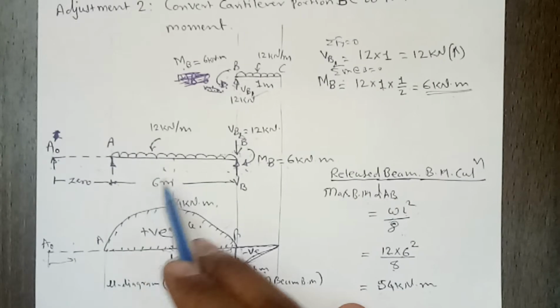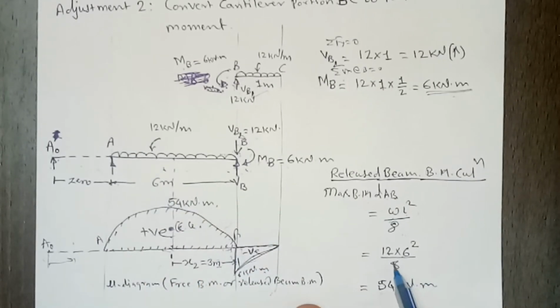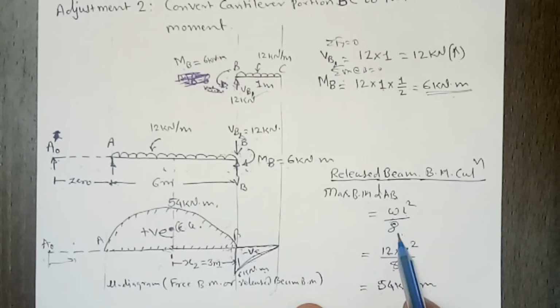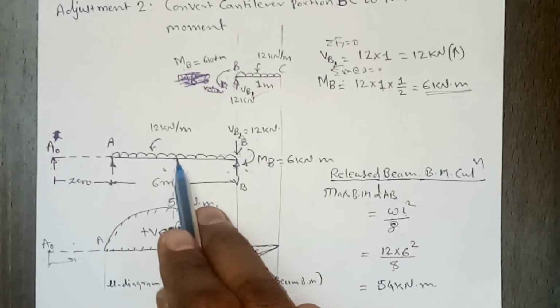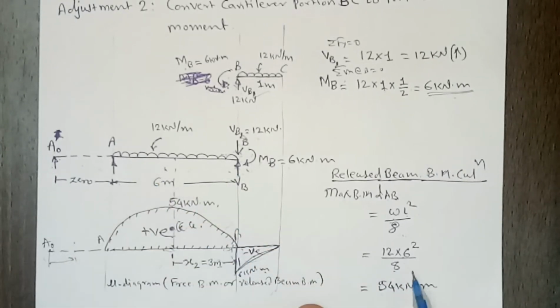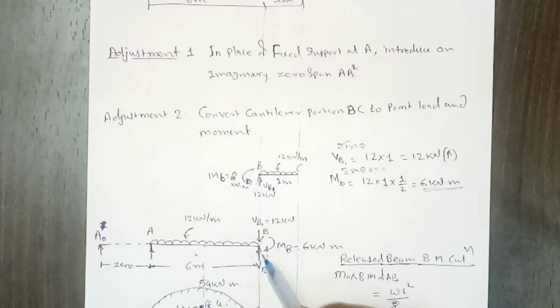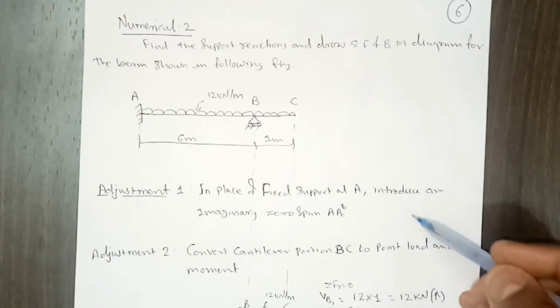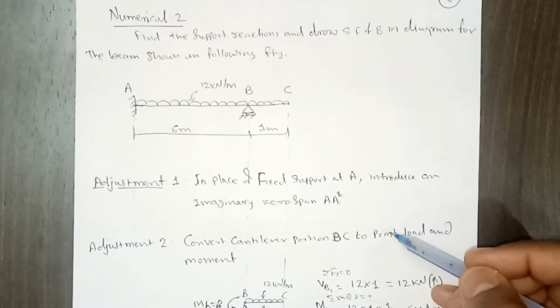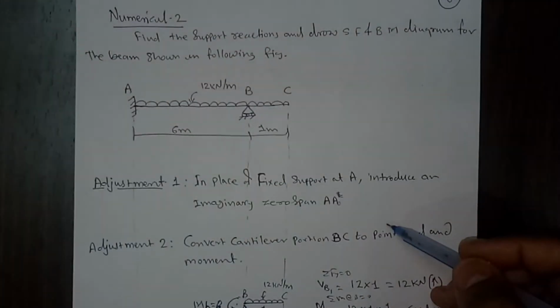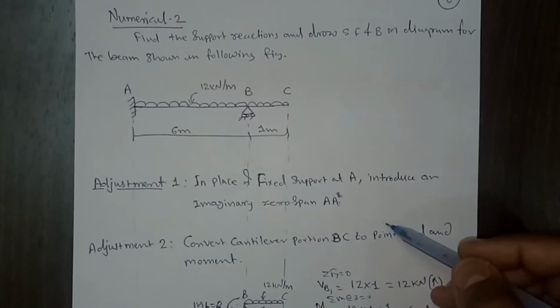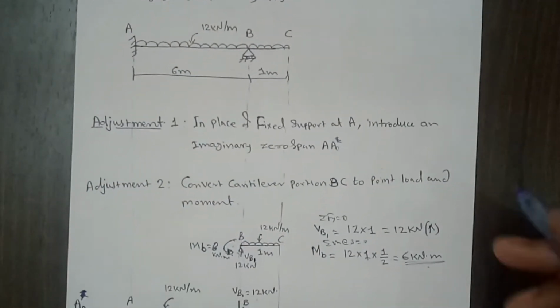So the maximum ordinate of this parabola will be WL square by 8. W is the intensity 12, L is the span 6 meters, so 12 times 6 square by 8, and it comes out to be 540 kilonewton meter. Right? So these two adjustments need to be done, and once we do these two adjustments, then we can easily solve the problem, right?